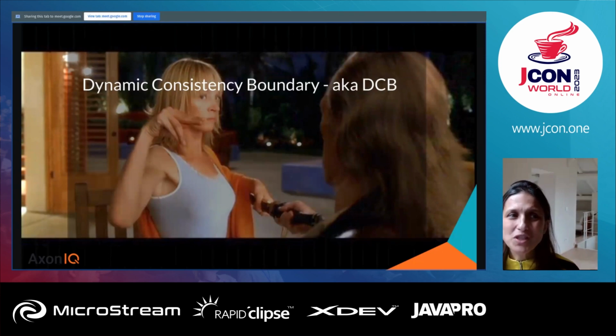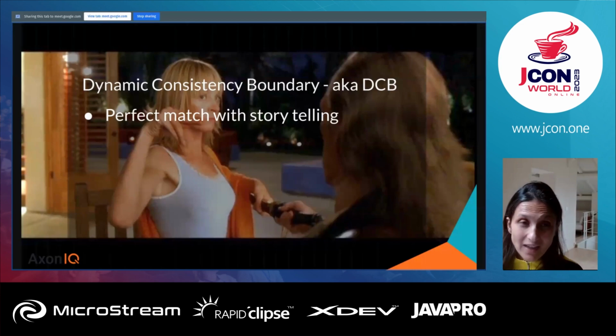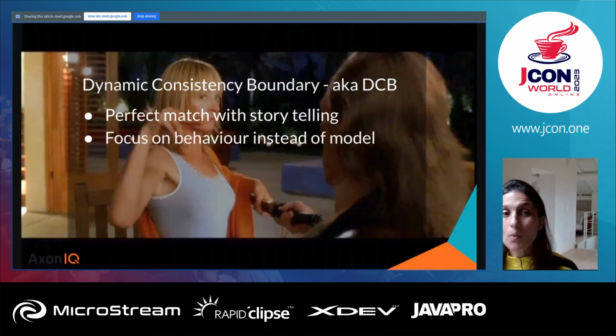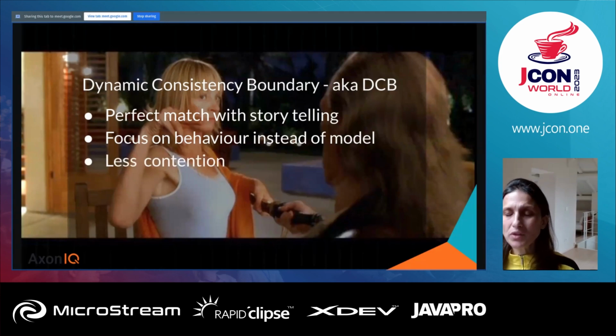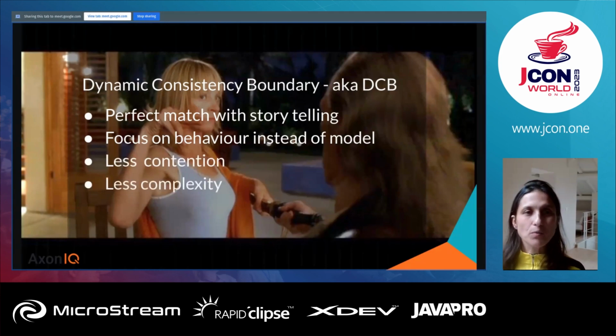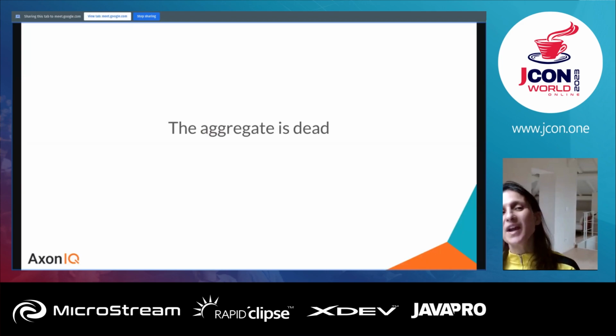called dynamic consistency boundary, or DCB for friends, has several benefits. It integrates naturally into storytelling. It focuses on behavior instead of model. It reduces contention and, of course, complexity. And it simplifies refactoring. So the aggregate is dead, but be careful.